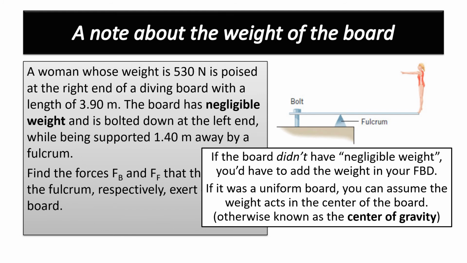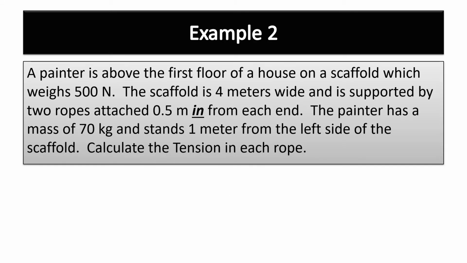Oh, before we do the next example, a note about the weight of the board, okay? It said it was a negligible weight. In this next example, it's not going to be. So if the board didn't have negligible weight, you'd have to add the weight of the board into your free body diagram. If it was a uniform board, you can assume that the weight acts in the center of the board, right here, and there would be another weight. So you would have the weight of the board and the weight of the diver, okay? And this is the center of gravity for the board. So let's try one out that looks like that.